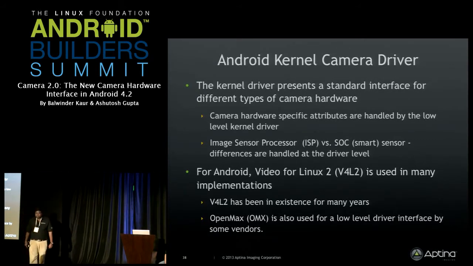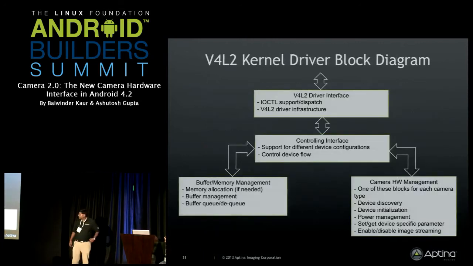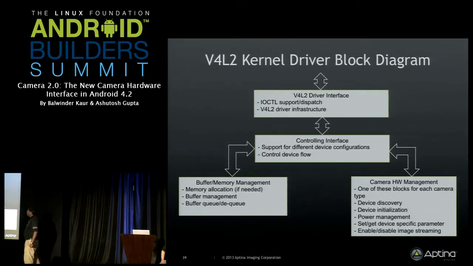For Android, Video for Linux 2 is used in many implementations. It has been in existence for many years, and recently it is undergoing some changes to accommodate new interest and to accommodate finer control over the hardware blocks as the hardware is getting more complex. OpenMax is another one which is getting popular, and it is also being used to control the camera hardware. This is the V4L2 kernel level block diagram. What it offers to the top layer is a generalized way to access the device. It supports IOCTL dispatch, and this is the controlling interface for V4L2.